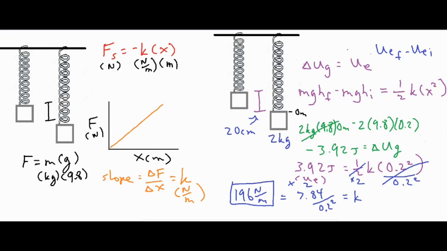So when you're taking a look at a system such as this, where a mass is hanging from a spring, you're definitely going to lose some gravitational potential energy, but that's only because it's transferred to the spring in the form of elastic potential energy. So this negative 3.92 is given to the spring, which you can then set equal to 1/2 kx squared, and then solve for that spring constant.